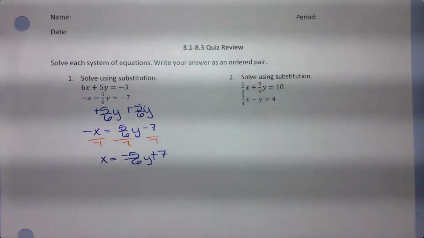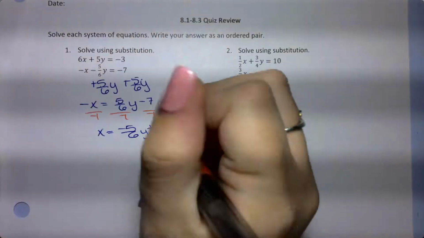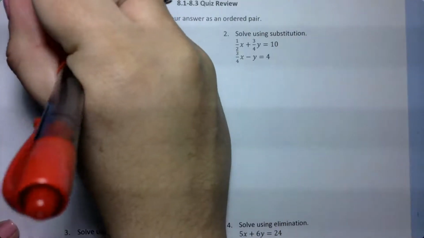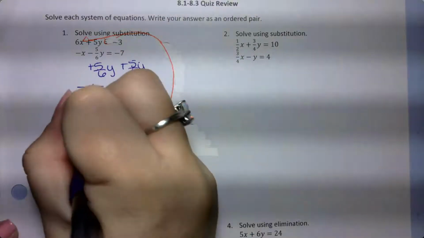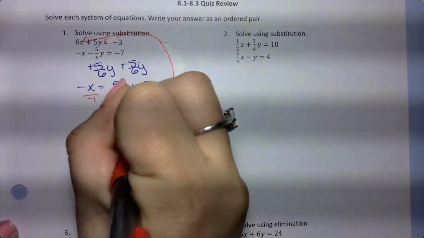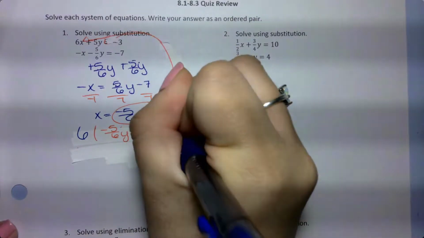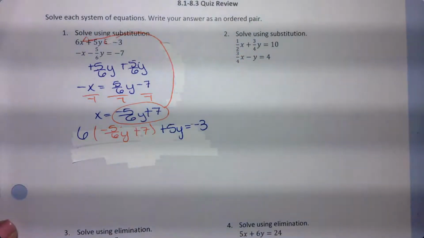Then I want to go ahead and plug into the other equation, so not the one I just solved for. So I'm going to be plugging this in for the x over here. I am going to have 6 times the (-6y plus 7), and the rest of my original equation, so plus 5y equals -3. I want to go ahead and distribute.